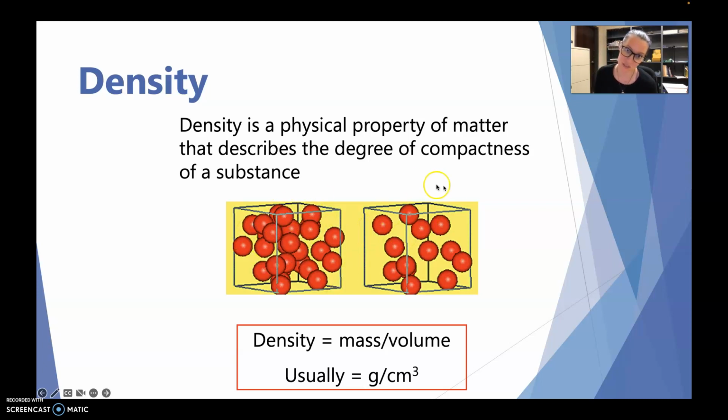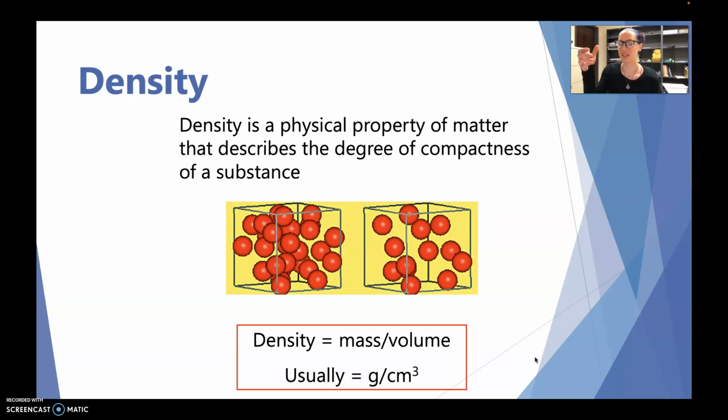So more dense on the left, less dense on the right, and density is defined here as mass over volume. So the amount of mass that is contained within a certain amount of volume. And the units that we use to describe density are usually grams per centimeter cubed. So think about the density of water, right? And think about the density of ice, and think about the density of water vapor. Think about it.